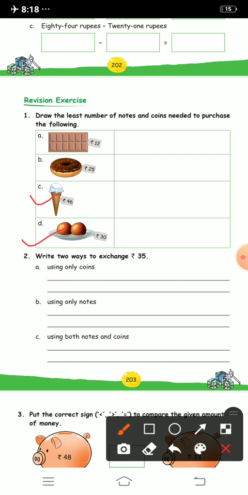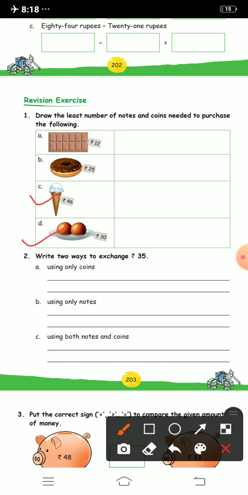Okay. So the last one is rupees 30. You can see these are gulab jamuns, right? It is somewhat like that only. So it is of rupees 30. So this you have to do by yourself.